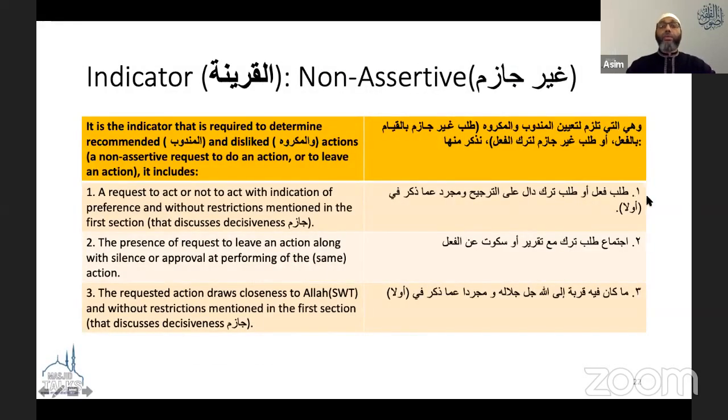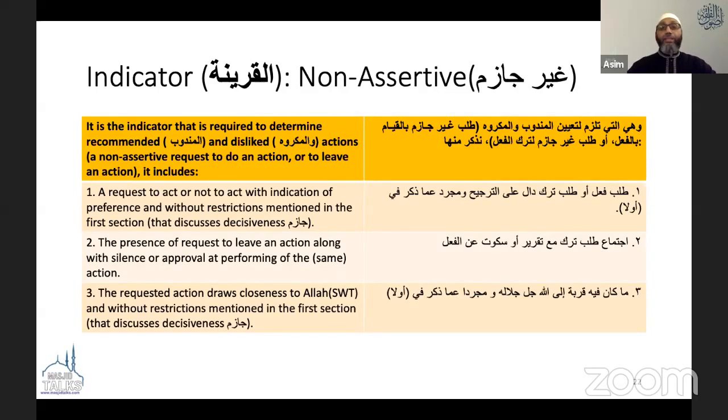So when it comes to ghair jazm, indicators or qara'in, this is the indicator that is required to determine recommended, mandub actions and disliked actions, meaning makruh. And in both cases, as I mentioned earlier, these are non-assertive commands. They are not decisive. So hence, those commands will either fall into the category of mandub or sunnah actions, or makruh if it is a disliked action.